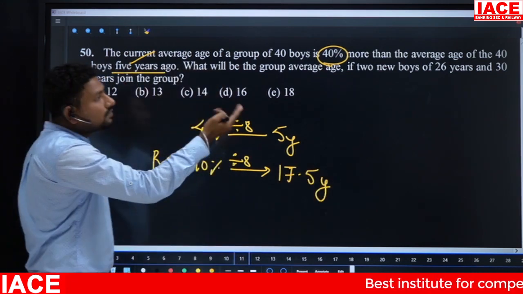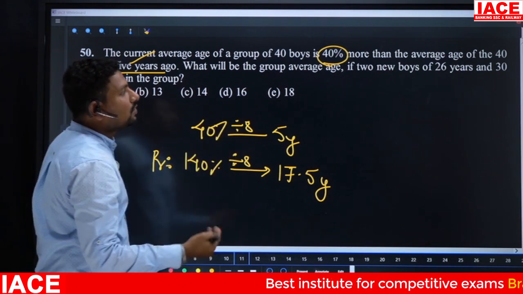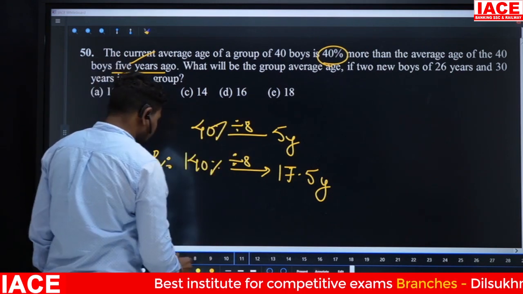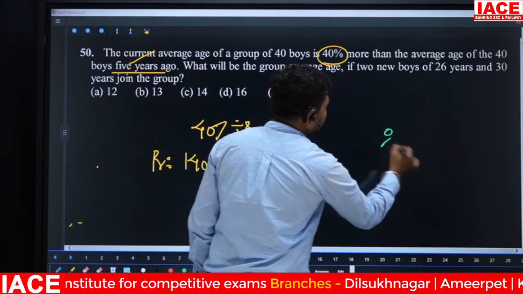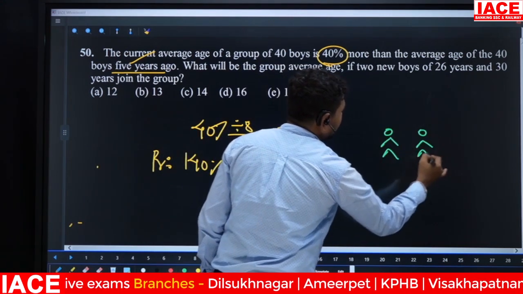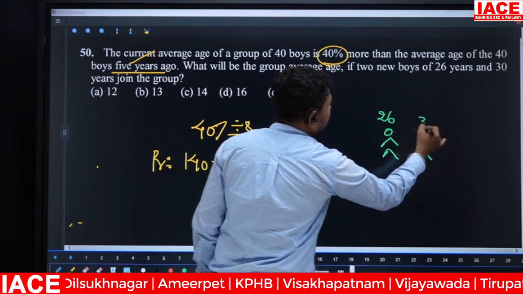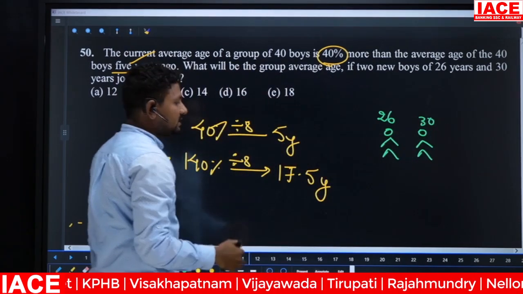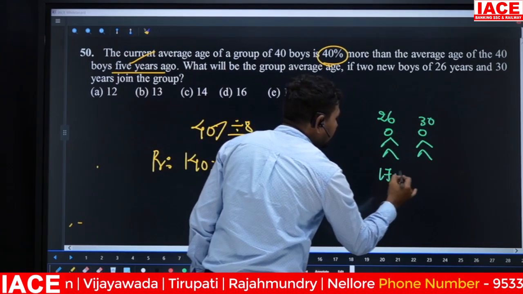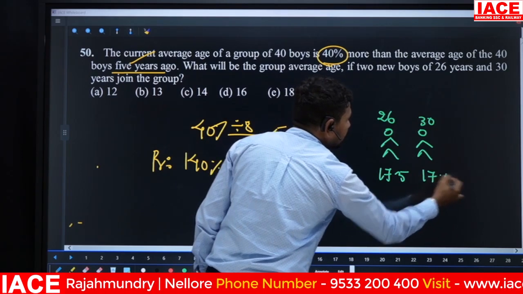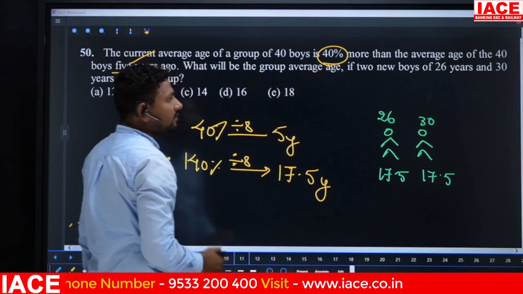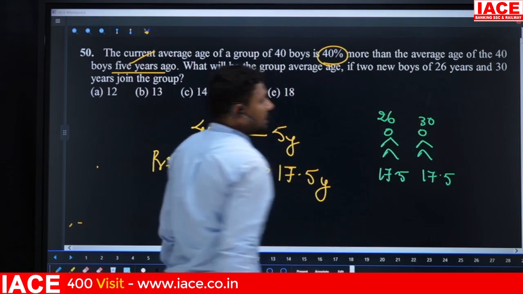Now two new persons will enter, with ages 26 years and 30 years. So two persons are ready to enter. Their ages are 26 and 30. That means overall we are entering 56 years. I am maintaining 17.5 here, 17.5 here. So they are entered into the 17.5. Then 26 plus 30 is 56.